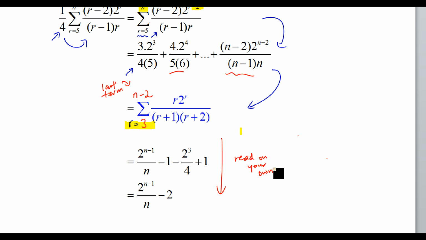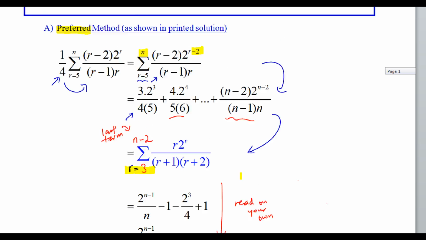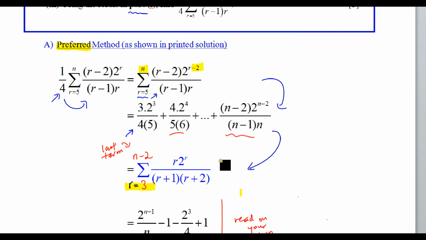Read on your own. Alright? I'm focusing on how to do this changing of variable all the way to here. All the way to here. This is the more important part. Now this is a preferred method. As I said, it's shown in a printed solution given to you.